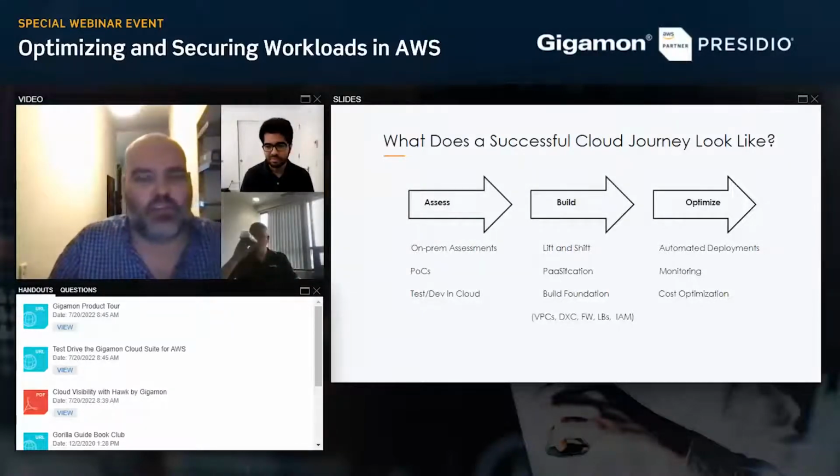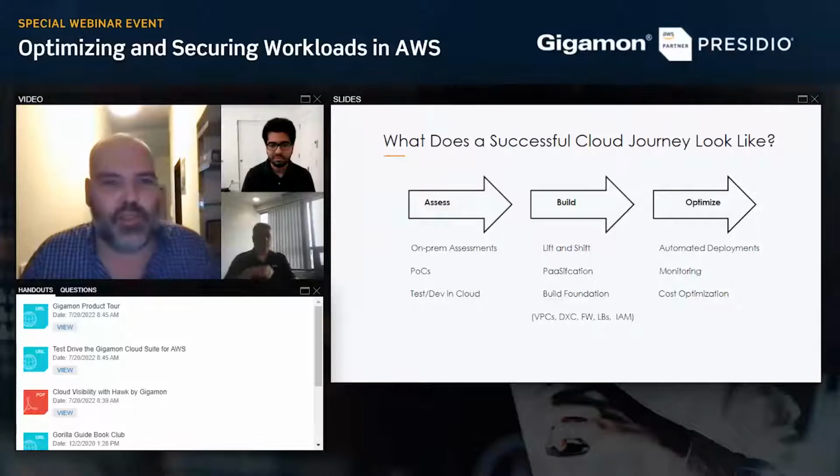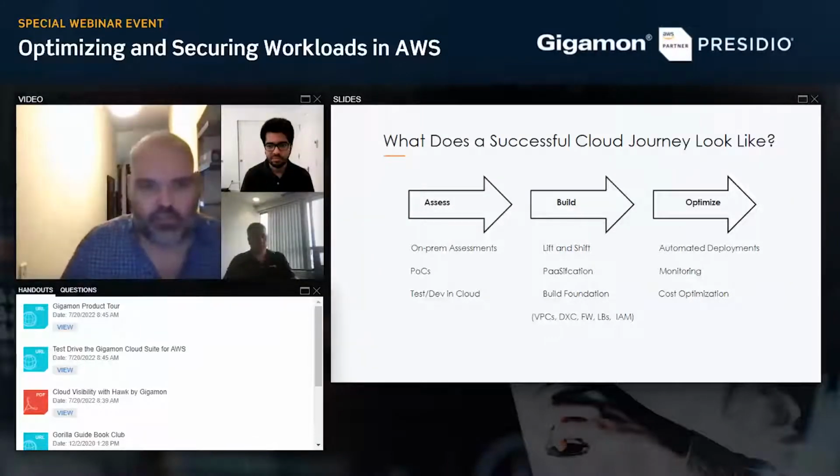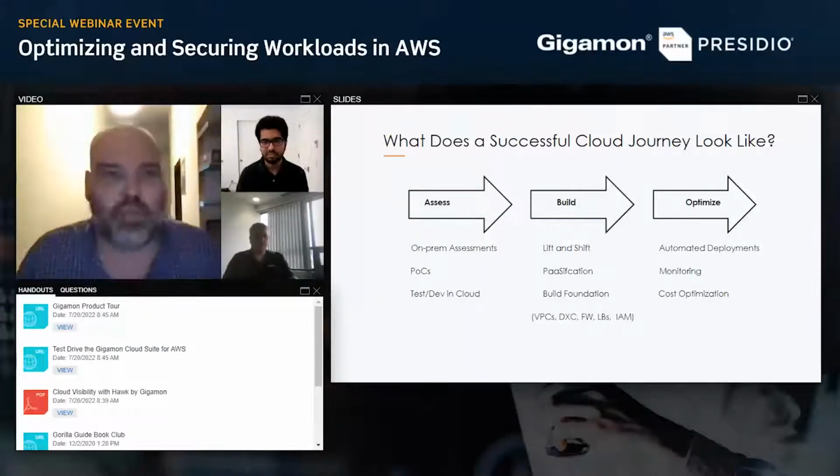But just kind of what I've seen over the years, and this isn't something published out there. This is kind of my own opinion. What does a successful cloud journey look like? And what I've noticed over the years is there's really three key phases, in my opinion, right? The first being the assessment phase, right?